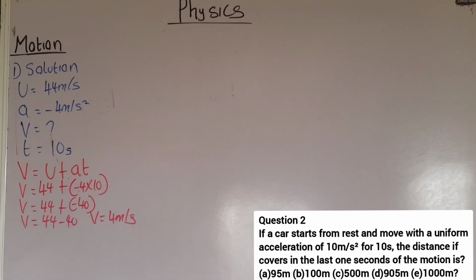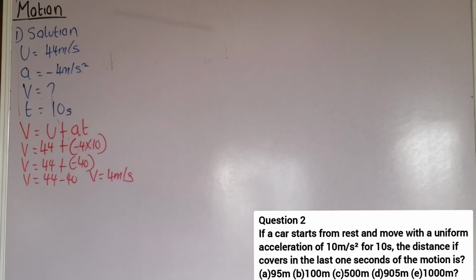If a car starts from rest and moves with a uniform acceleration of 10 meters per second squared for 10 seconds, the distance it covers in the last 1 second of the motion is dash. We are given the following options: A, 95 meters; B, 100 meters; C, 500 meters; D, 905 meters; E, 1000 meters.